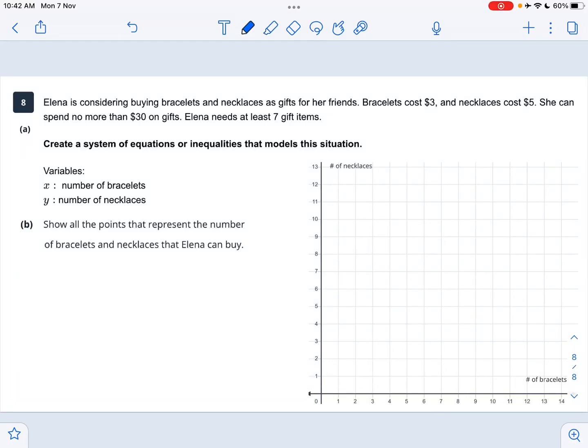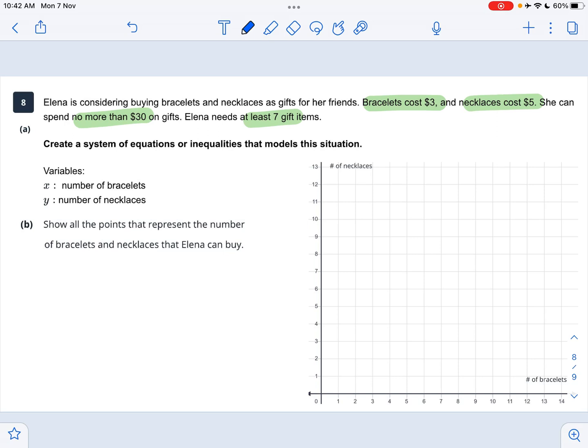Question 8. Elena is considering buying bracelets and necklaces as gifts for her friends. Bracelets cost $3 and necklaces cost $5. She can spend no more than $30 on gifts. Elena needs at least 7 gift items. Create a system of equations or inequalities that model this situation, and then we're going to graph that.